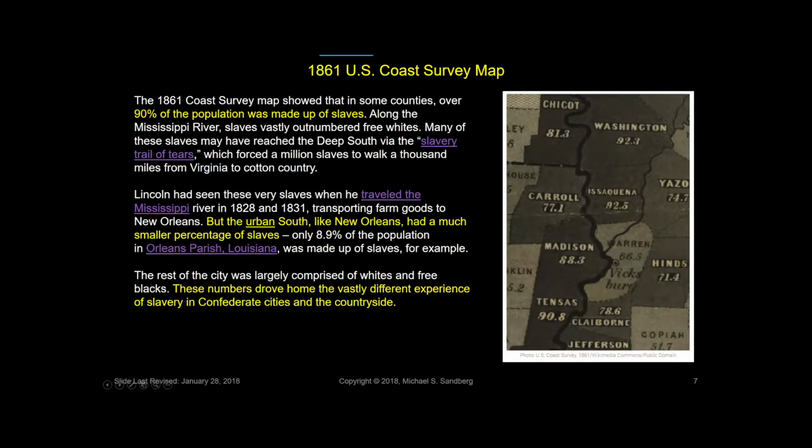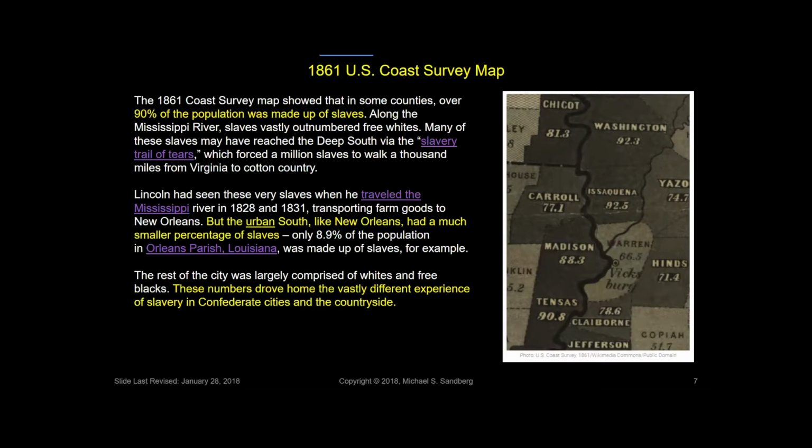And many of the people that were slaves here came down here from Virginia in what was referred to as the Slavery Trail of Tears, where they were literally forced to walk over 1,000 miles from Virginia to go work on these plantations picking cotton. Now Lincoln, earlier in the 1800s, 1828, 1831, was transporting farm goods to New Orleans, and so he saw a lot of this.